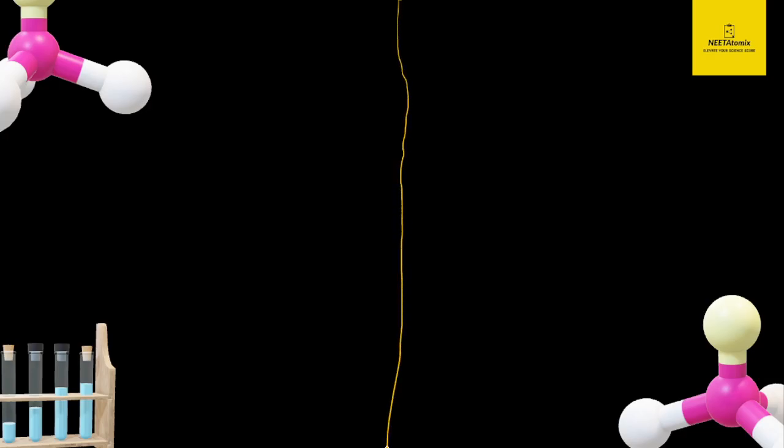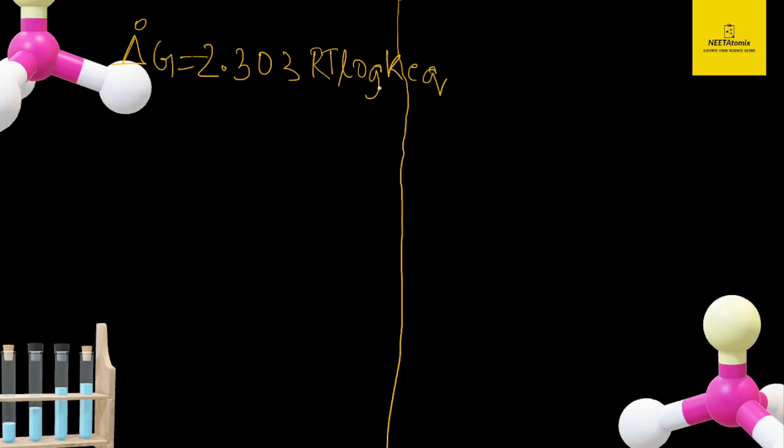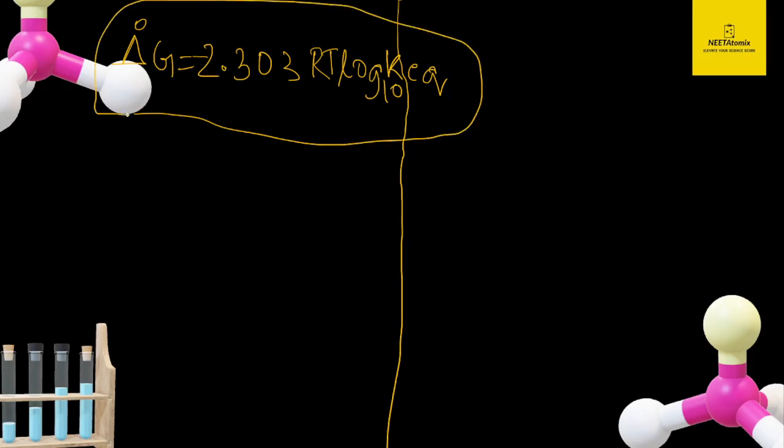According to the previous relation I said, this is an important JEE question. What was the relation we got? Delta G naught is equal to minus 2.303 RT log K_eq to the base 10. This was the equation we got, right?